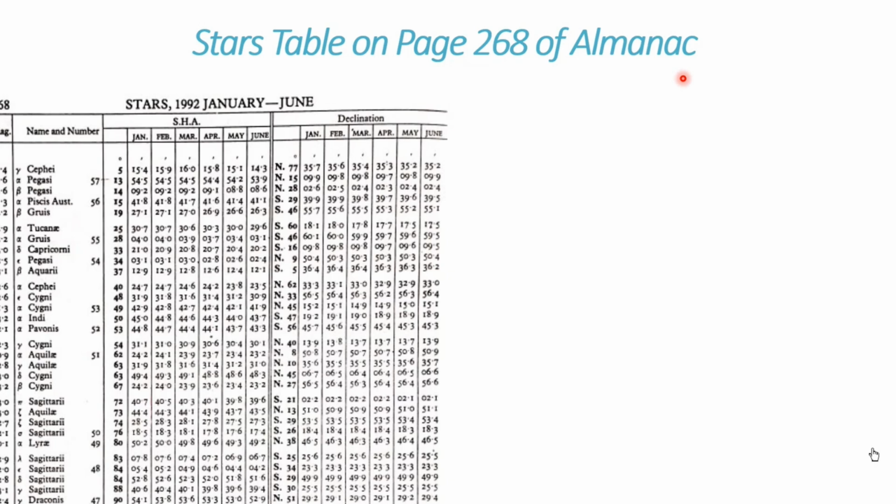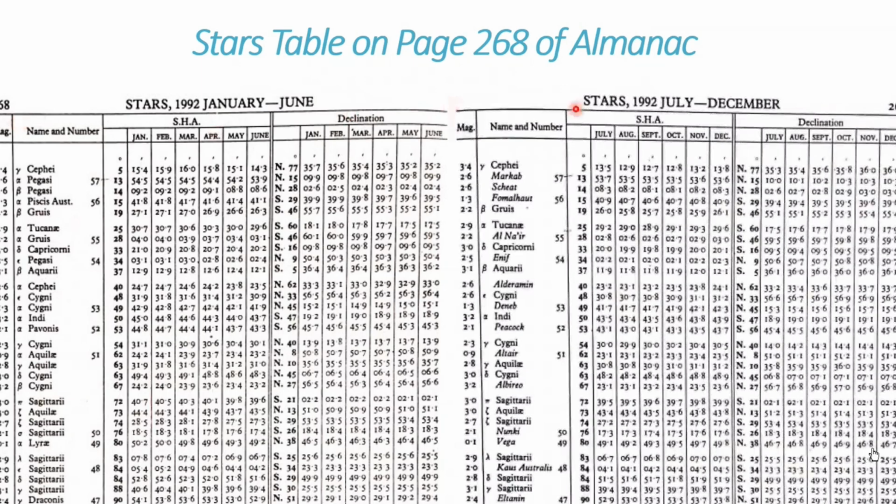Now, going further, we need to be familiar with the stars information table given on page number 268 of the 1992 almanac. Let's have a look at that table. We have the left-hand side page of the table. This is page number 268 of the almanac. And now you can see on the right side is the right-hand side page of the stars table. That is page number 269.